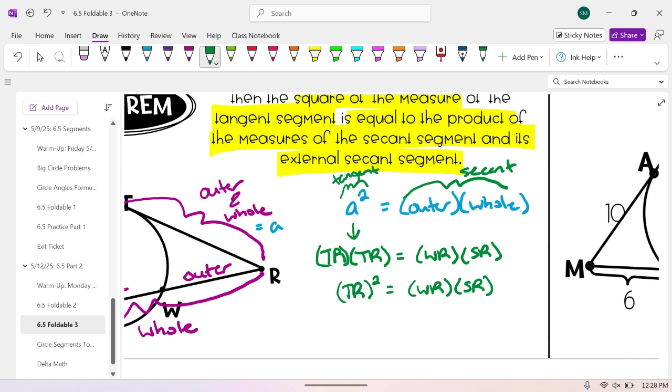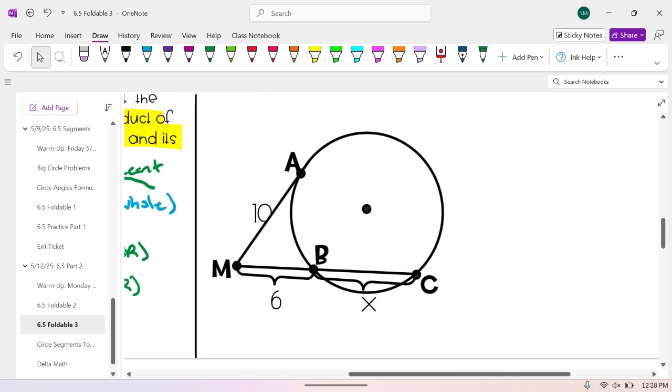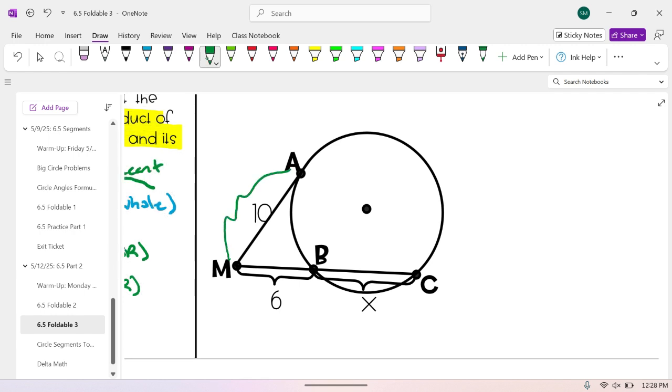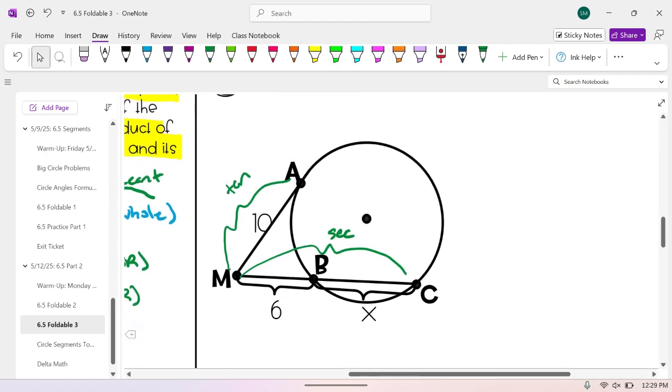All right. So if we do this last problem fairly quickly, which side is my tangent? Which segment? So AM is my tangent. I'm just going to put tan. Which side's my secant? MC is my secant. And they want us to find BC. So X. So let's go through and label.